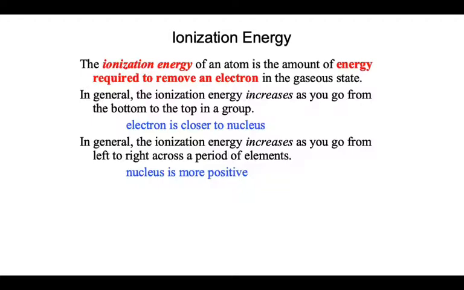Okay. In general, and I'm going to erase these explanations because these explanations are crap, the ionization energy increases as you go from the bottom to the top. So if I start at the bottom of the periodic table and move to the top, one has a large ionization energy. The bottom has a low one. Why would that make sense?